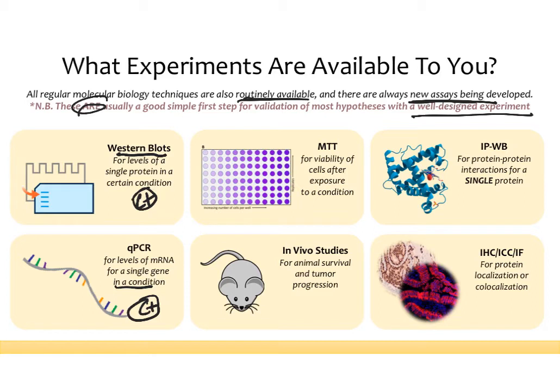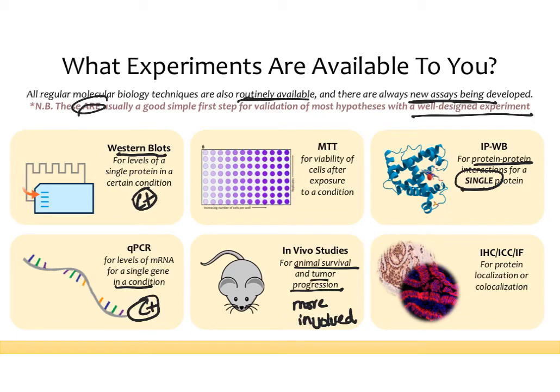Your in vivo studies are a little bit more involved, and again, generally not the first step, but they are a good second or third step for validating a hypothesis. And these will allow you to see animal survival and tumor progression. You can also do IP Western blots, and these will allow you to identify protein-protein interactions, but you have to remember that these are going to be for a single protein of interest.